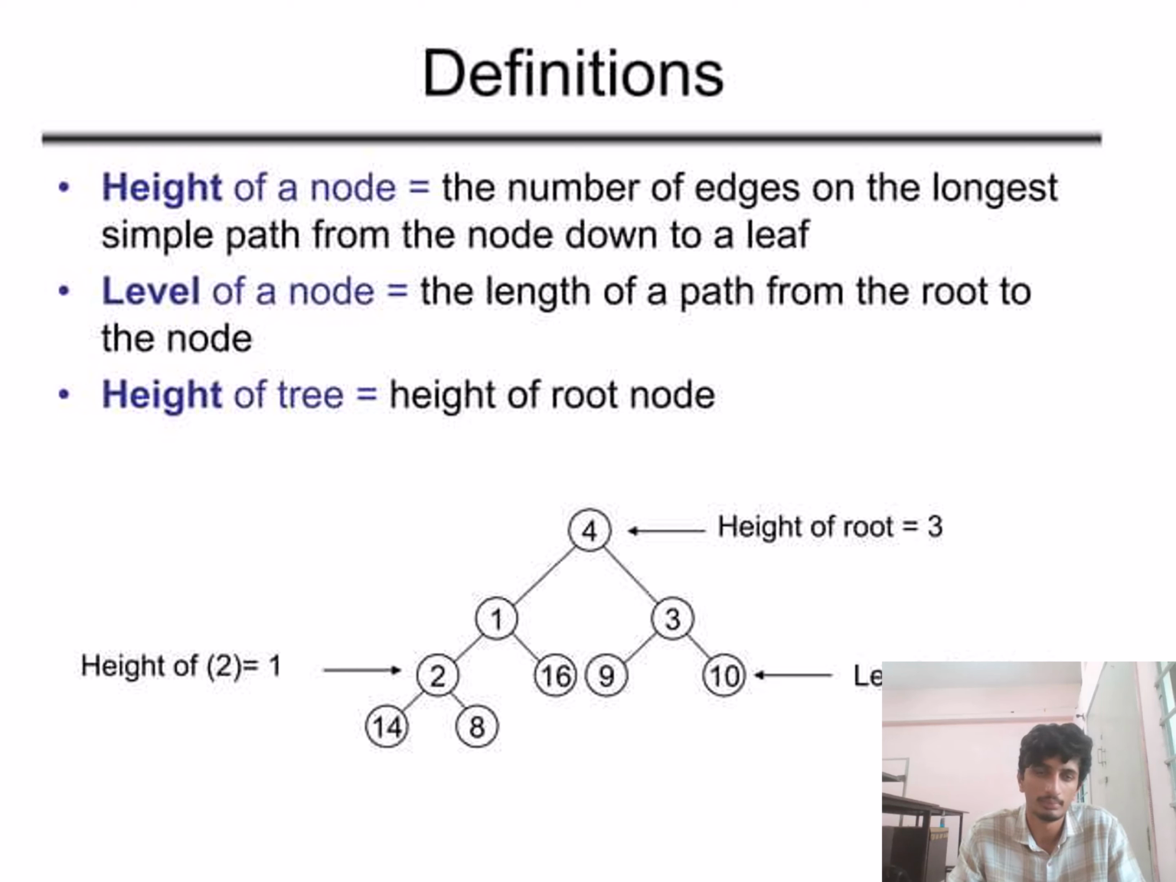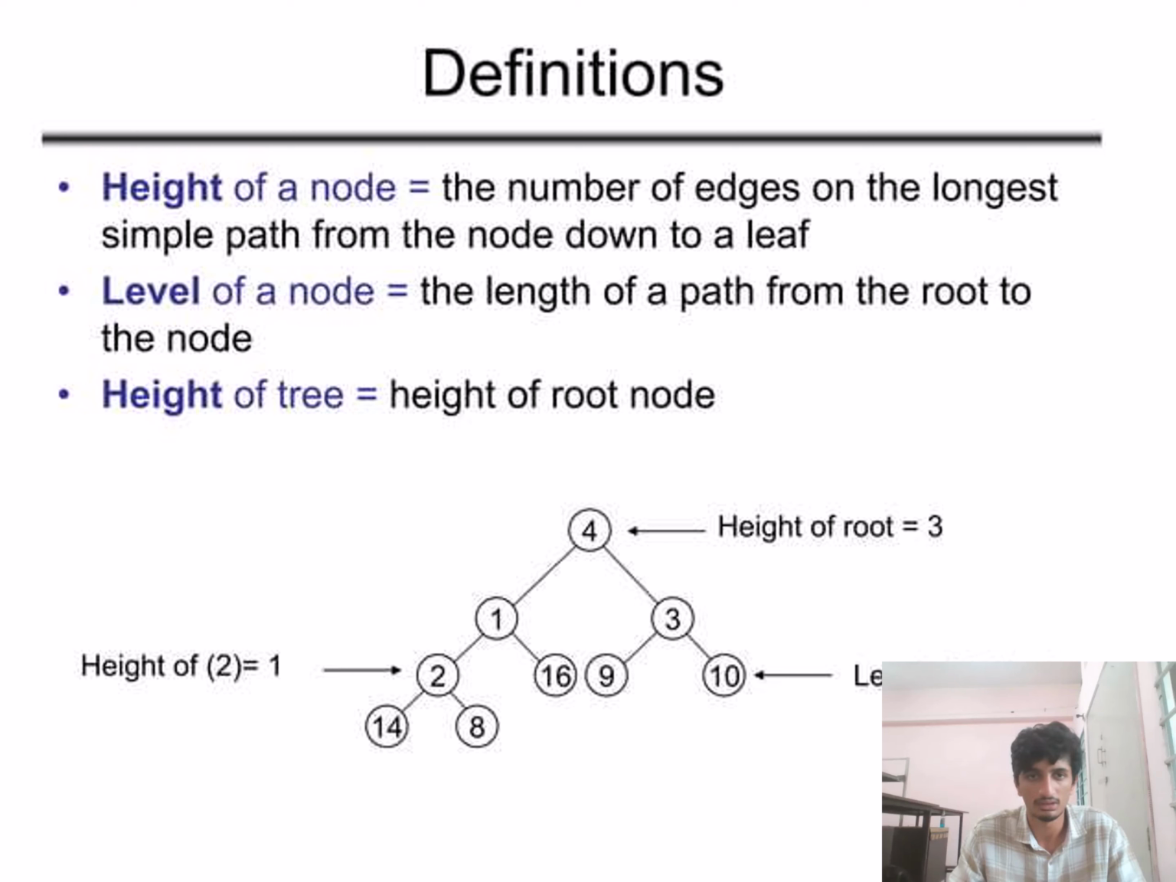Definitions for a binary tree: the height of a node is the number of edges on the longest simple path from the node down to a leaf. For example, the height of 2 is 1, since there is only 1 node here. The level of a node is the length of the path from the root to the node. The height of the root is 3, and the height of a tree is the height of its root.